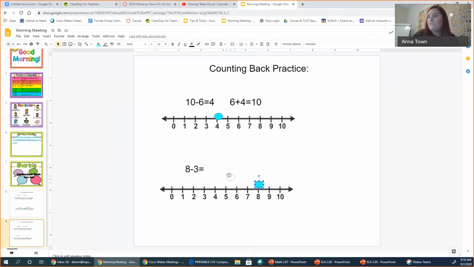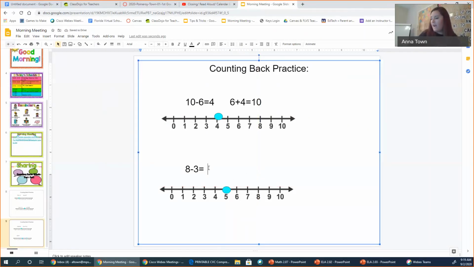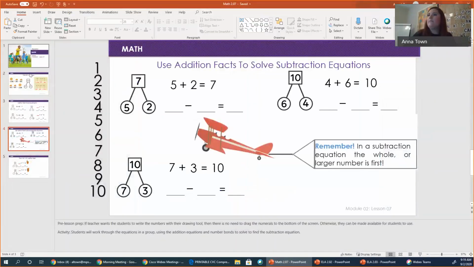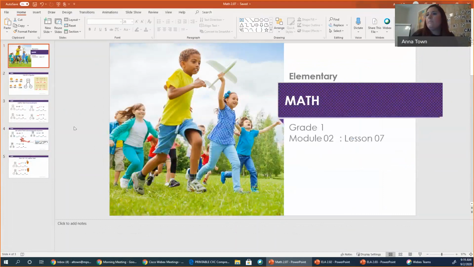1, 2, 3. What number do we land on? 5. So 8 take away 3 is 5. Our addition problem for that would be 3 plus 5 equals 8. We took our parts, made them our addends, our whole became our sum. Whole, part, subtraction, part, whole is addition. Okay, boys and girls, we are going to do our math PowerPoint for module 1.07.